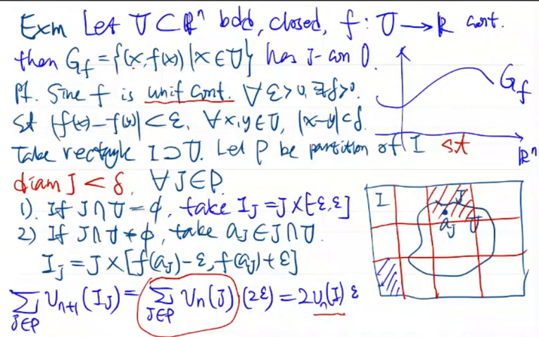Okay, if we can prove that the graph Gf of our function is contained in the union of our rectangles Ij, then by definition, the graph has Jordan content 0. So we need to prove that Gf is contained in the union of all the Ij for every J. Okay, we need to prove this. Let's prove this in the next page.